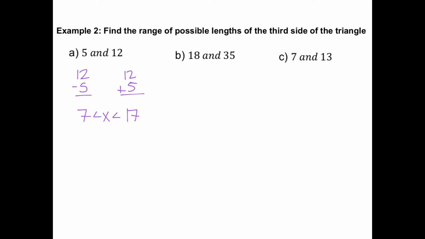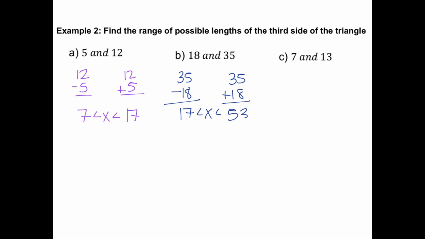Okay, so we move on to the next one, 35 take away 18, and then 35 plus 18 will give me either side of my X values there, that length of the third side. So the length of the third side must be somewhere between 17 and 53 without actually equaling 17 or 53.